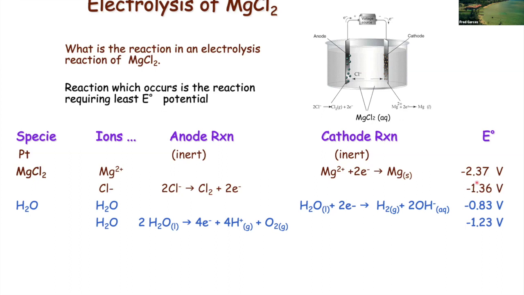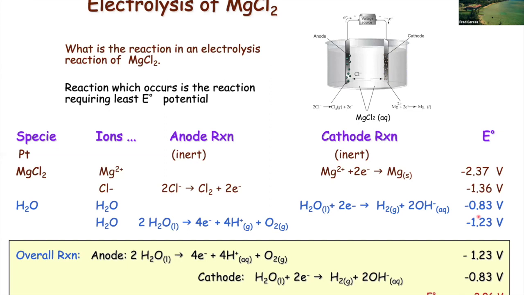But one requires 2.36 volts, the other requires only 0.83 volts. So again, in this particular electrolysis, you do not get the desired reaction that you're aiming for. That is, you do not do any chemistry with the magnesium or chlorine. You end up doing chemistry with water.